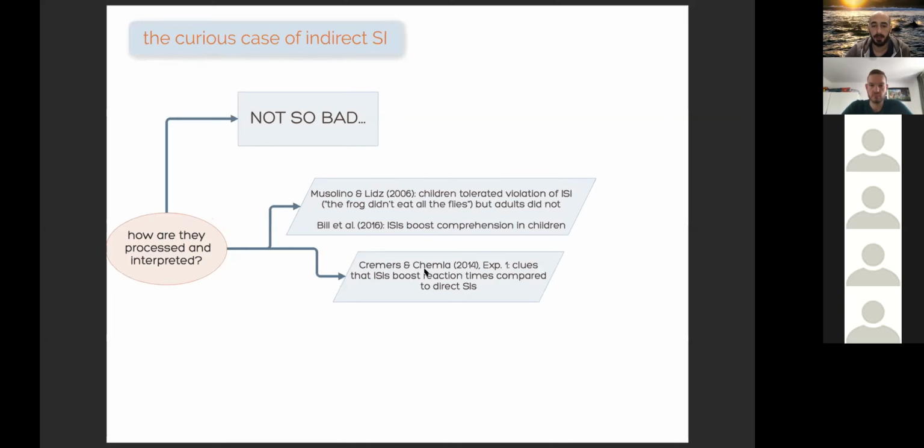And also there is this study by Kremers and Schemla finding that it seems that in adults, indirect scalar implicature provides a facilitation in reaction times compared to direct scalar implicature. So there are some clues that, for some reason, people are not so bad at processing and deriving these inferences, okay?